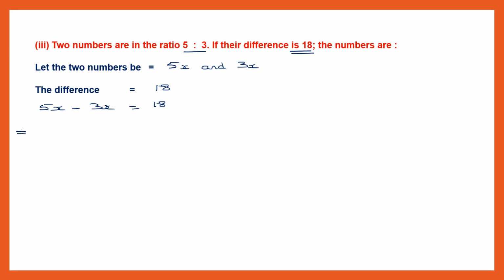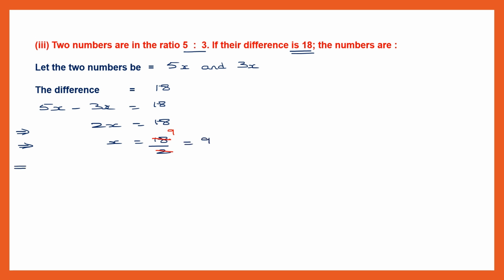So let's solve this now. 5x minus 3x is 2x. 2x is equal to 18. Therefore, x will be equal to 18 divided by 2. So here we can cancel. 2 nines are 18. So now we have x is equal to 9.